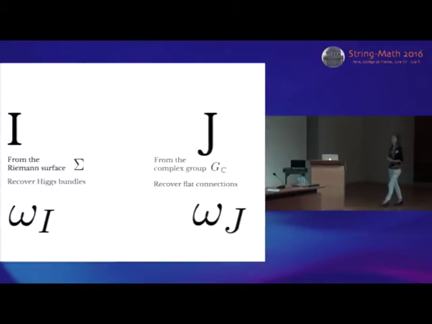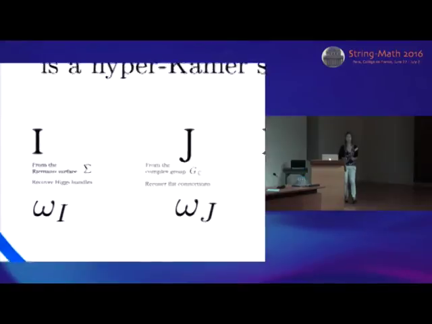The way that I'm going to fix them is in accordance, for instance, with Kapustin-Witten and with Hitchin, where I call I the complex structure coming from the Riemann surface, and J the complex structure coming from the complex group. So one of the ways that you can think about this is by taking the underlying smooth manifold of your moduli space, and thinking that if you put complex structure I, you recover the moduli space of Higgs bundles. But if instead you put the complex structure J, you recover the moduli space of flat connections or representations.